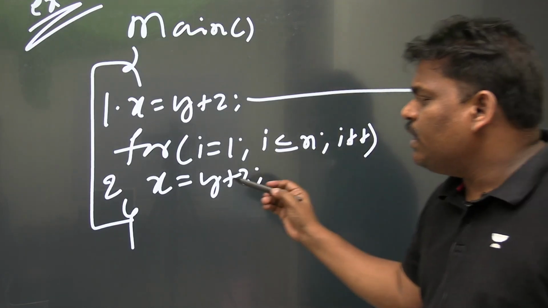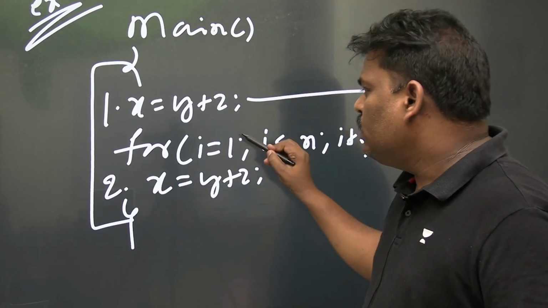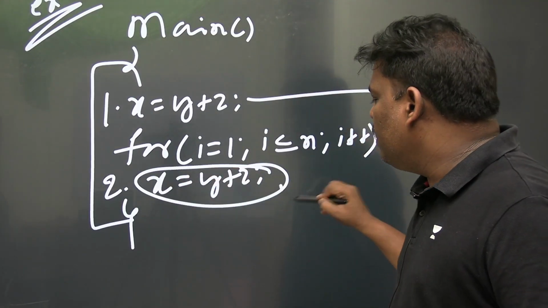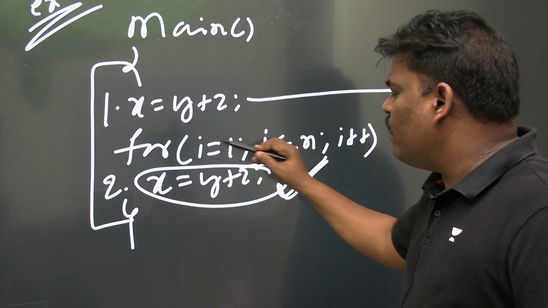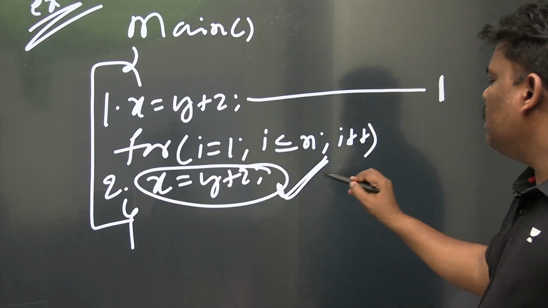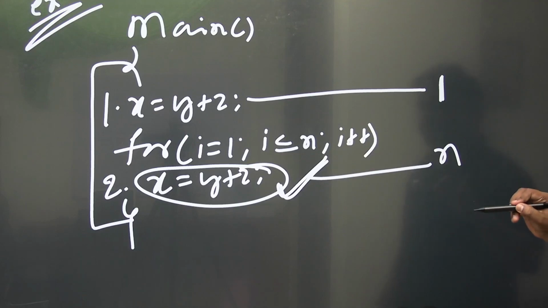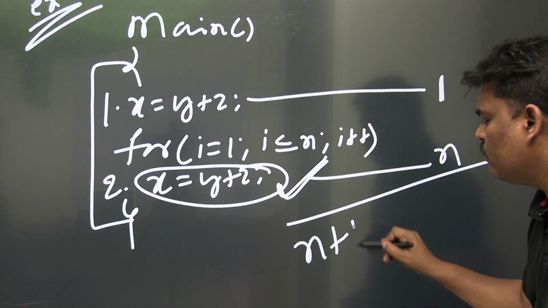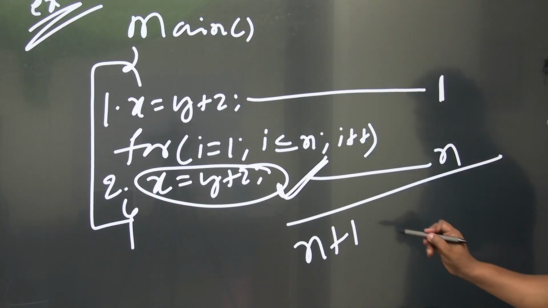If you observe clearly, the second statement will execute for each i value. I value 1, it will execute. I value 2, it will execute. I value 3, it will execute. So the second statement will execute n times. So the total time, if you observe, is n plus 1.